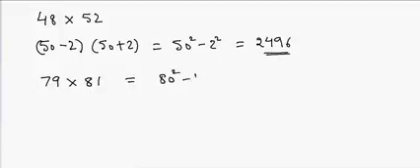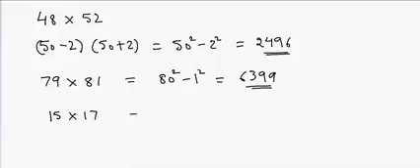80 square minus 1 square. So this will be equal to 6399. Suppose we have to do it again, like 15 into 17. In that case it will be equal to 16 square minus 1 square, that's equal to 255.